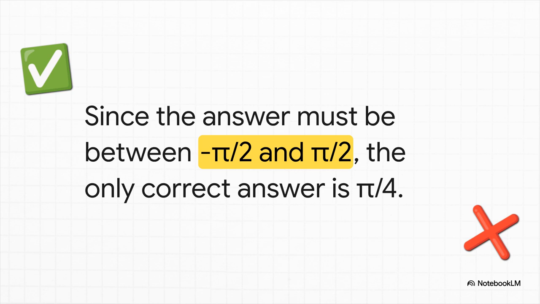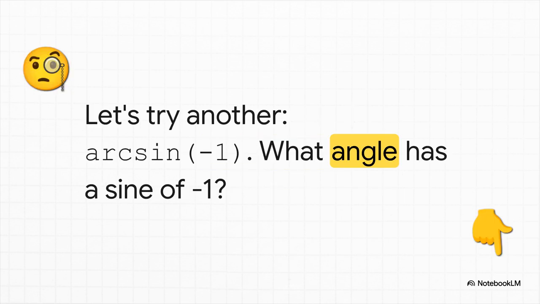Is 2π/3 inside that required range? Nope, it's too big, so we have to toss it out. And what does that leave us with? Just π/3. Boom, that is our one unique correct answer. Cool. So that's how we handle the positive values. Now let's see what happens with a negative input.